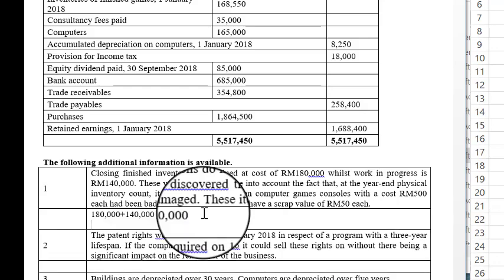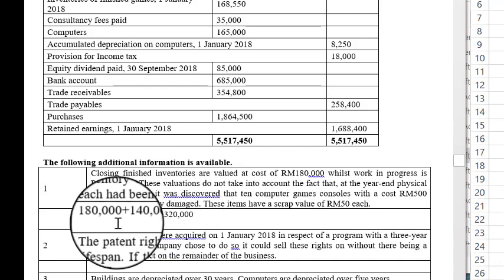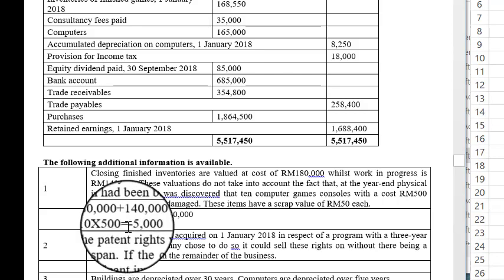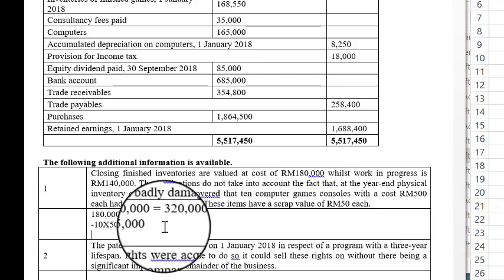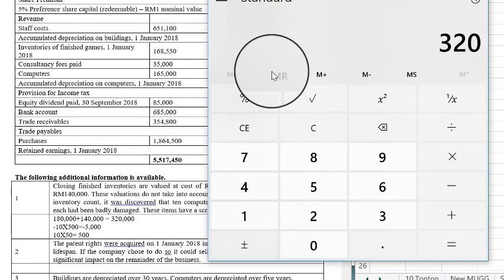But then the question mentions this does not take into account that it was discovered 10 computer consoles with cost 500 each have been badly damaged. So 10 computers, you have to minus out because it's badly damaged, so it means that 5,000 you have to minus out. But the question mentions you have a 50 ringgit scrap value, so lower of cost and net realizable value. Cost is 5,000, net realizable value is 50, so you can only choose this 50.